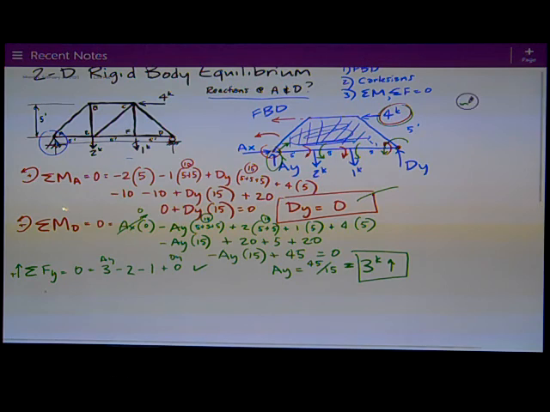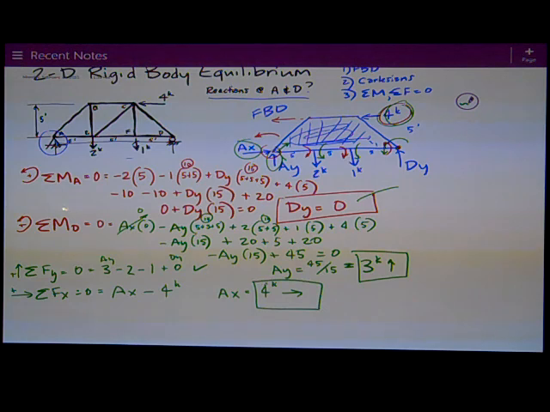So finally I need to do sum of forces in the x direction. It's equal to 0, positive to the right. I've got AX up here, assume positive to the right. And then I have minus 4 kips up there on the top at point C. So therefore AX, and that's all I have in the x direction, is equal to 4 kips. The positive number means my direction assumption was correct.